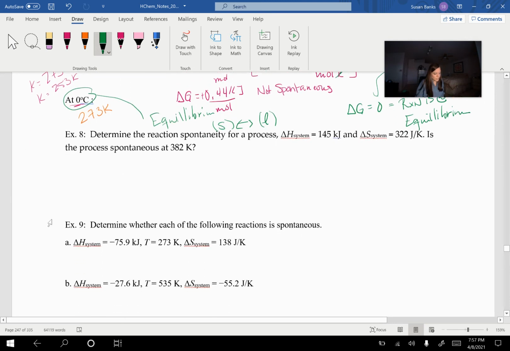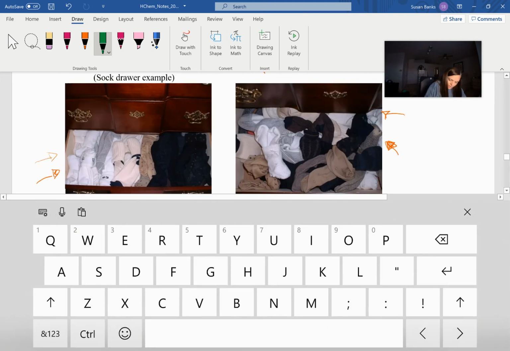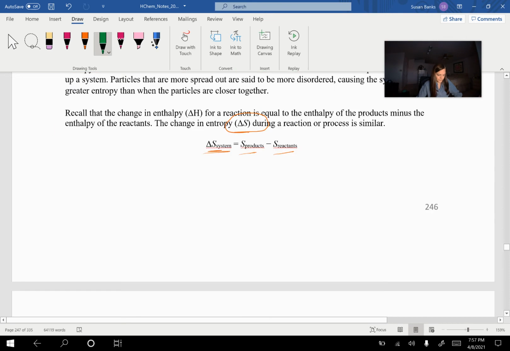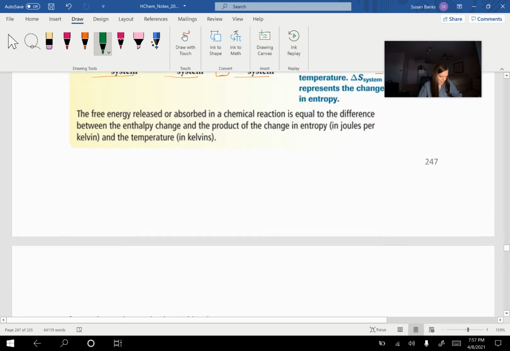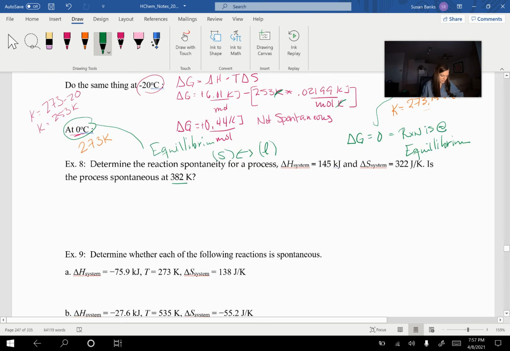Number 8, determine the reaction spontaneity for this process. Okay, so once again, we're going to set up the same equation. We've got it at 382. I think this happens every time I touch the screen with the side of my hand. I think that's what's going on.